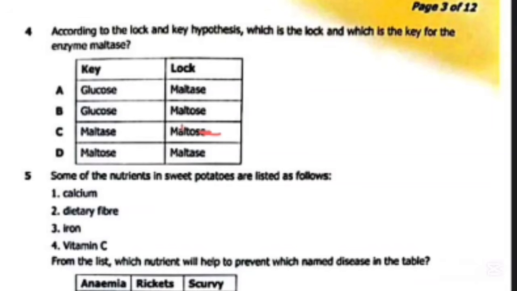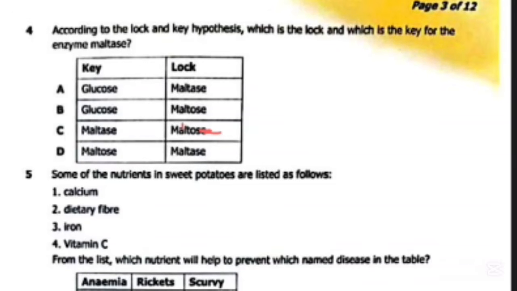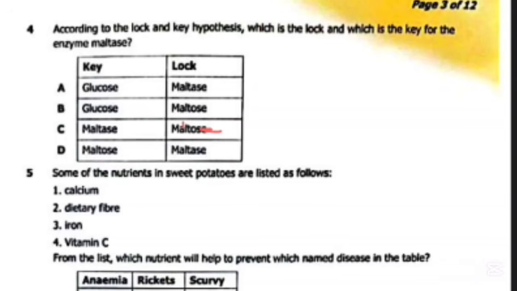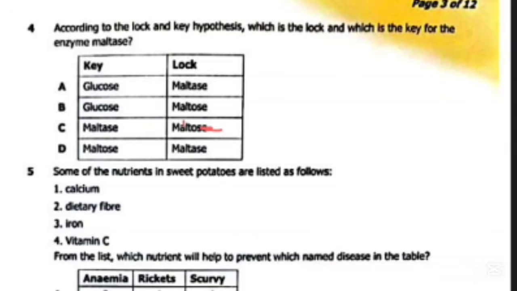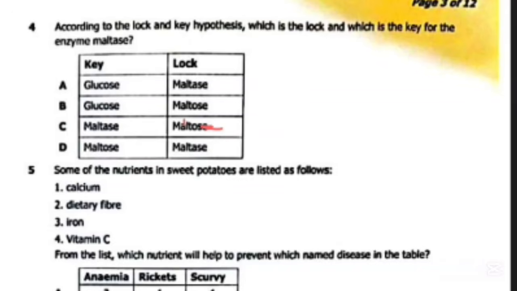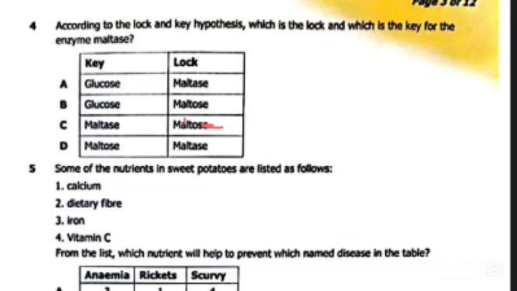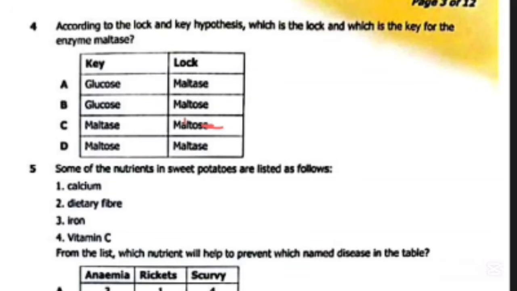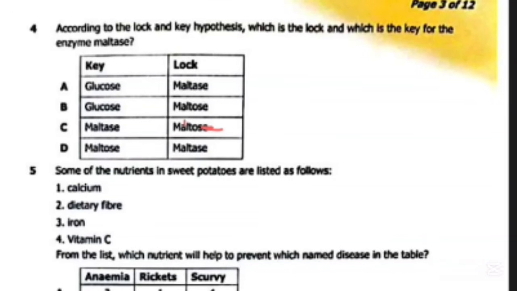So coming on to our answers now. So A, the key is glucose, the lock is maltase. This is wrong. Why is this wrong? Of course, the substrate is correct. Glucose is the substrate. But the enzyme which catalyzes the breakdown of glucose is not maltase. It is amylase. So amylase is the one which helps to speed up the process for glucose.